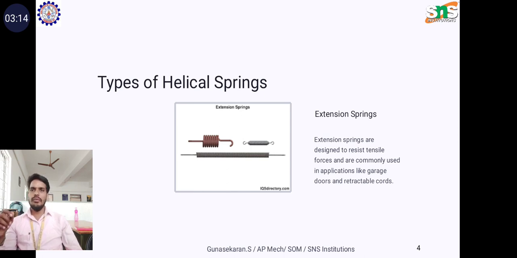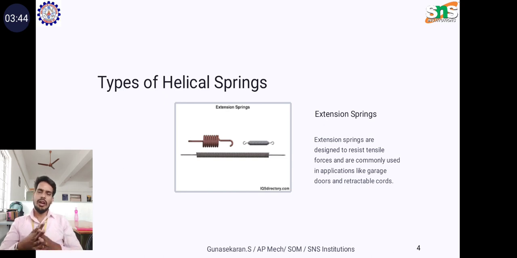Here we mainly see structural functions. The coils are tightly wound and extend when pulled, exerting a force opposite to the applied load. The force exerted is proportional to the extension distance as per Hooke's law, making them ideal for applications requiring control of tension.